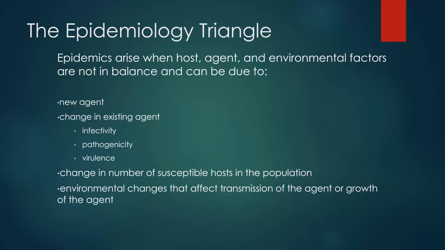So using this example, epidemics arise when the host, the agent, and the environmental factors are not in balance. There are many things that can lead to this. There can be a new agent, there can be a change in an existing agent, like an increase in infectivity, pathogenicity, or virulence. There can be a change in the number of susceptible hosts in the population. This can have to do with vaccinations and vaccination strategies. And there also can be environmental changes that may affect the transmission of the agent or even growth of the agent.